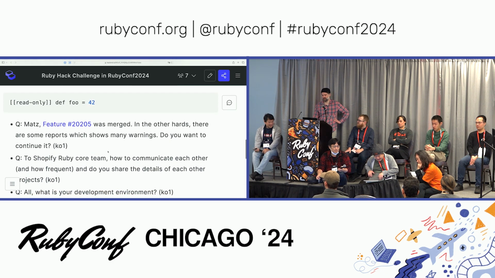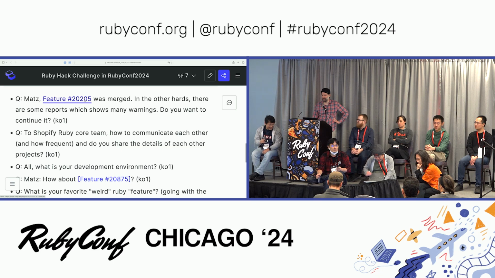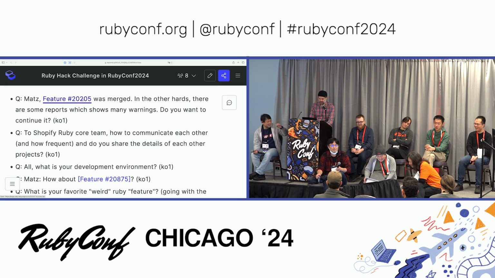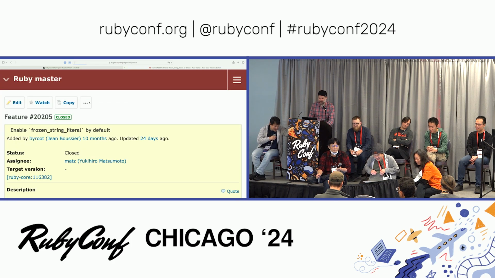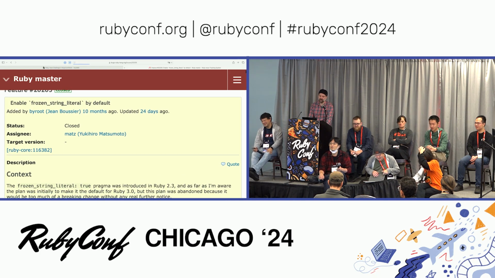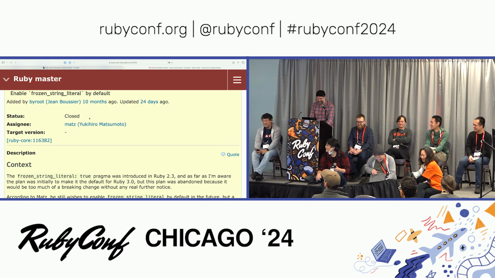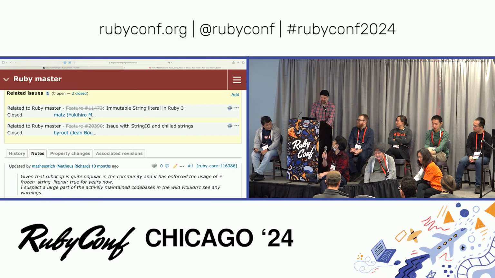Okay. Should we move on to our next question? Mats, feature 2025 was merged. On the other hand, there are some reports which show many warnings. Do you want to continue it? What is 2025? Let's take a look. I clicked the link. Oh, there we go. Frozen string literal by default. I'll answer. We should keep this. Because of the performance? Yes, and I like it.